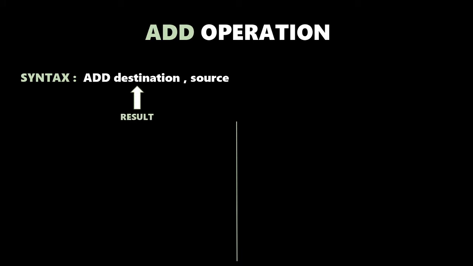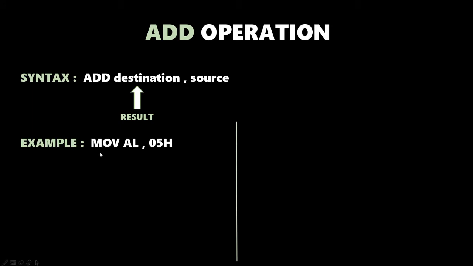The first instruction that I'm going to talk about is the add instruction. The syntax for writing the add instruction is: add destination, source. In my last video, I talked about the move instruction, which has the same kind of syntax. In the add instruction, the final result of the addition will get stored in our destination. Let's take an example to make it more clear.